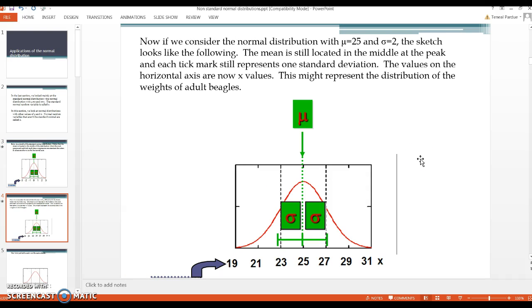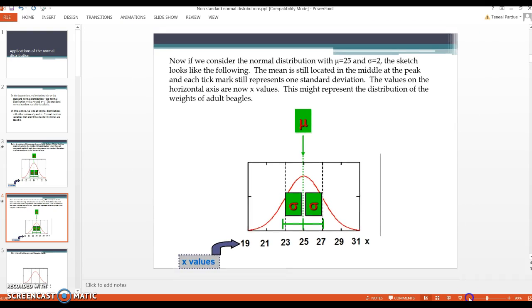So if we make up an example here where we've got a mean of 25 and a standard deviation of 2, the normal distribution looks like this. The mean is 25, so that goes in the middle. And we're going up by 2s, up to 3 standard deviations in either direction. Now keep in mind these go out to infinity in both directions in theory. It's just that most of the area under the normal curve is within 3 standard deviations, so that's as far as we draw.